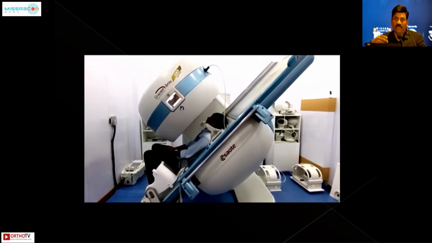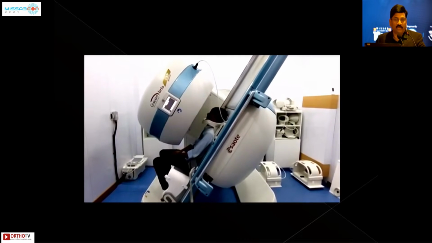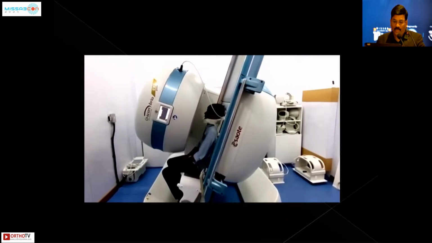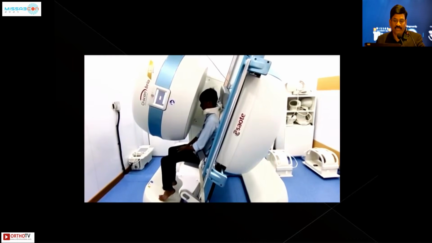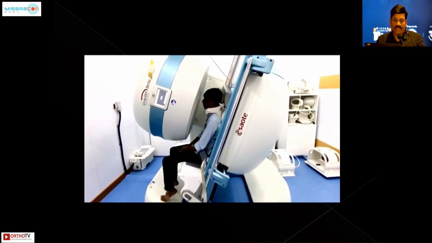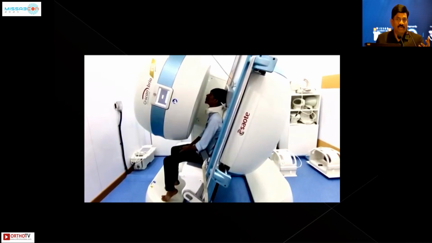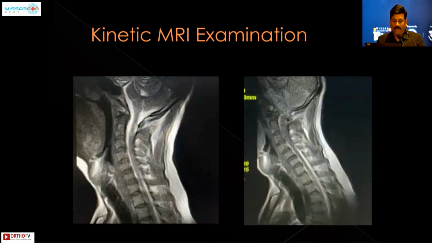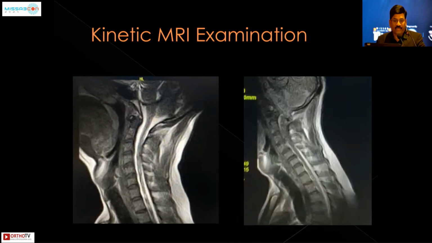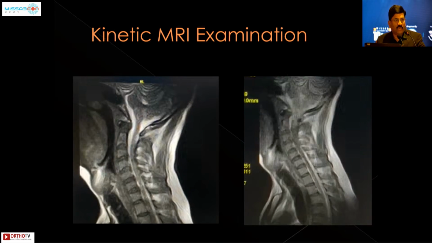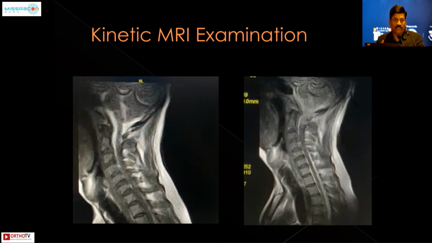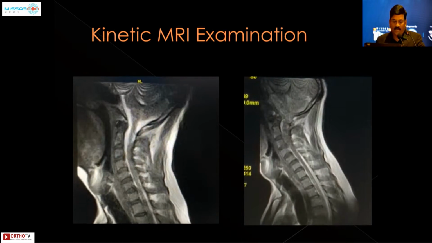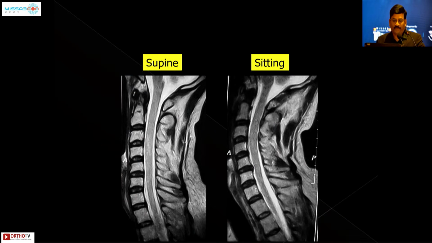Or you can also do the reverse: we make the patient stand in the gantry and keep the patient inside. Inside the machine, the patient can have flexion and extension, and you can see the effect of loading on the spine. You can also have a kinetic examination, which is an option, but as of now I haven't found a very good reason to do this from a clinical perspective.